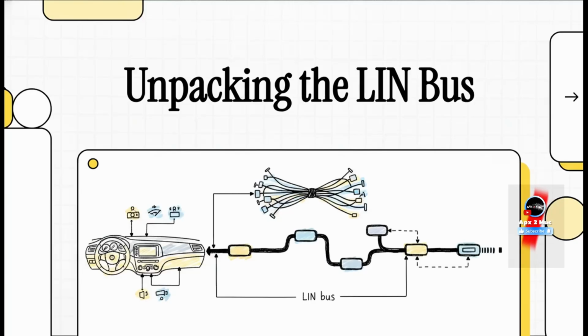Welcome to this explainer. Modern vehicles are basically rolling computers. But have you ever wondered how they manage to coordinate complex electronic communication across hundreds of different components without just drowning in miles of heavy, ridiculously expensive copper wiring? Well, today we're going to unpack a brilliant piece of engineering that solves exactly that problem.